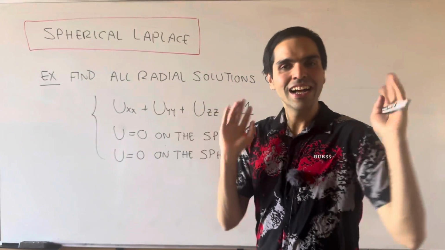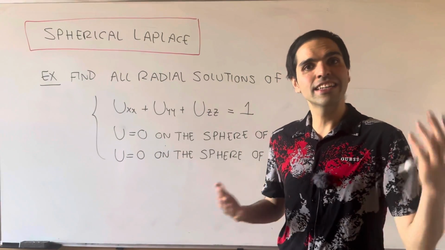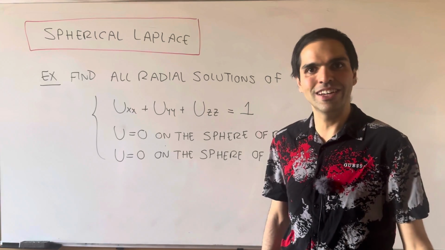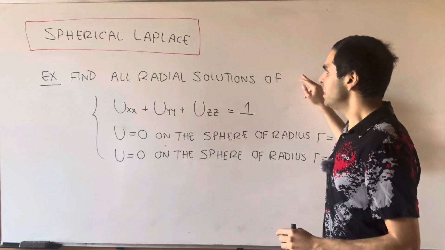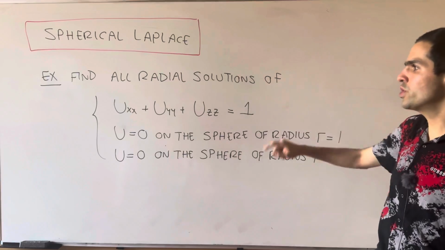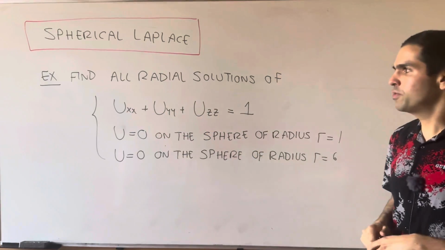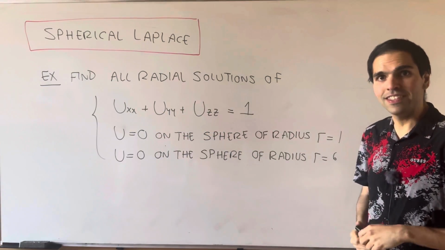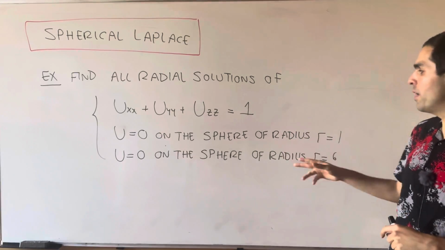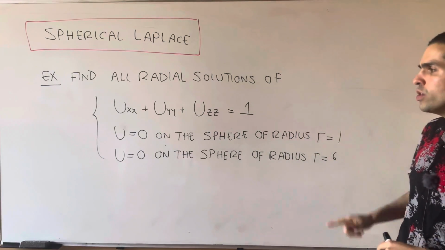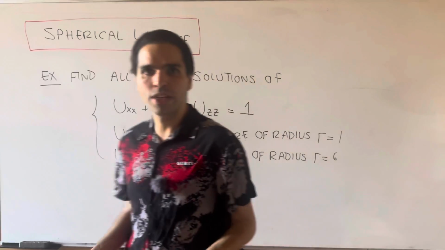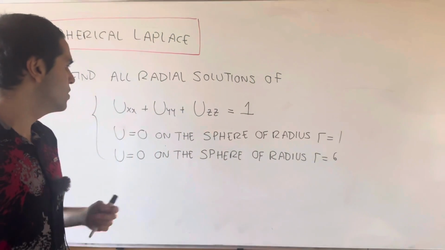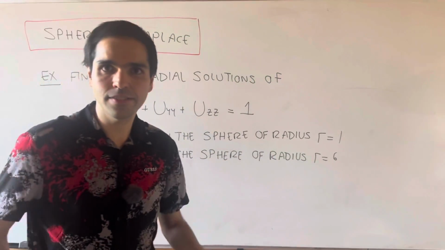Thanks for watching, and let's do a little bit of practice with the spherical Laplace equation. In particular, let's find all radial solutions of uxx plus uyy plus uzz equals 1, but with the requirement that u is 0 on the sphere of radius 1 and u is 0 on the sphere of radius 6.